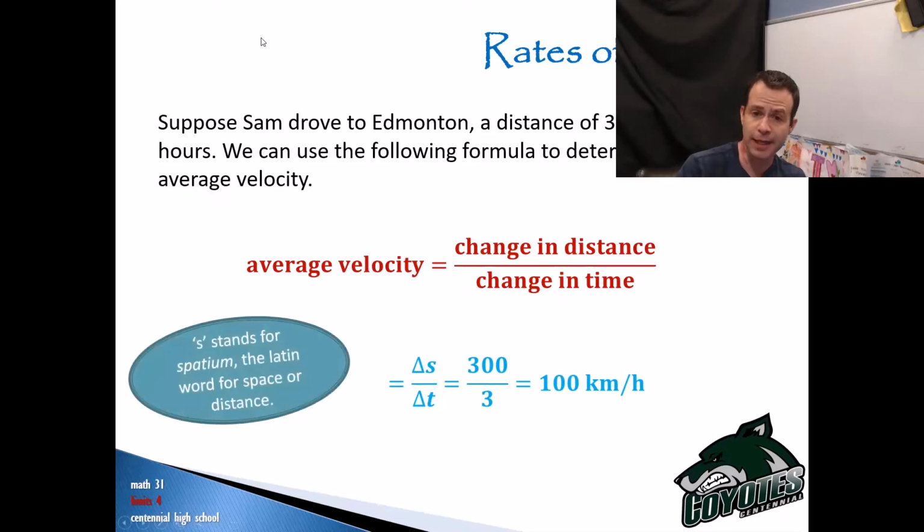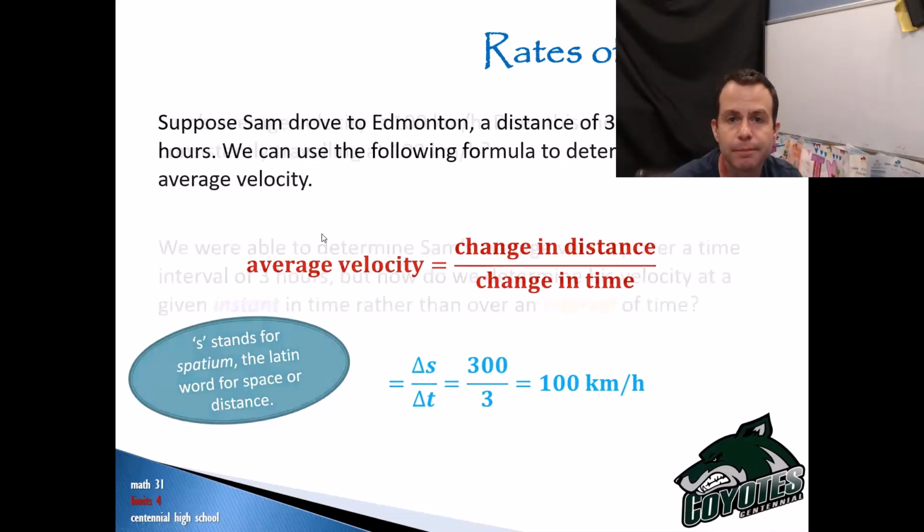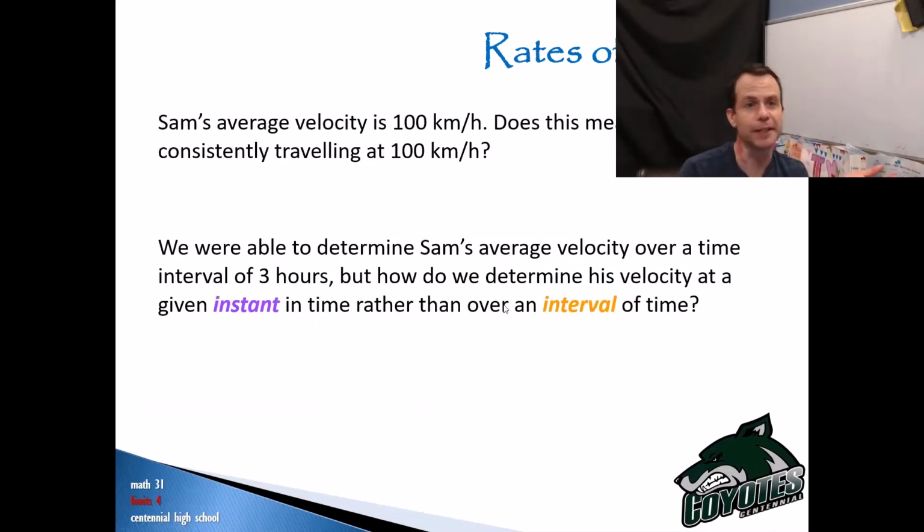If you're wondering about the S, S stands for spatium, the Latin word for space or for distance. Okay, that's where that S is coming from. Okay, so if you wanted to say it's all Greek to me, you can't. You have to say it's all Latin to me. But okay, Sam's average velocity is 100 kilometers an hour.